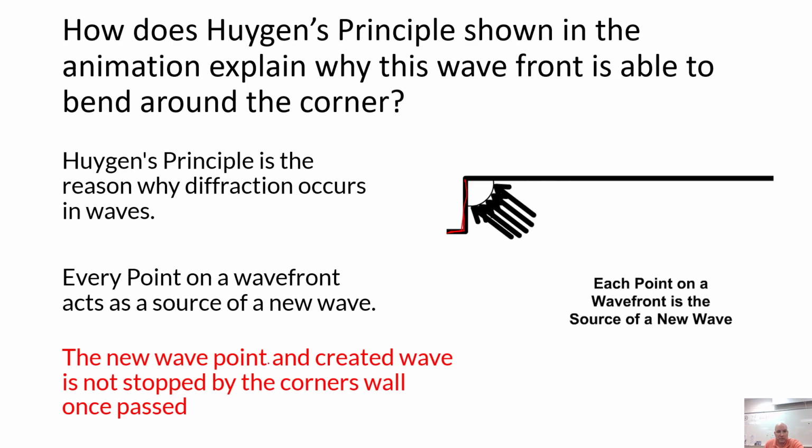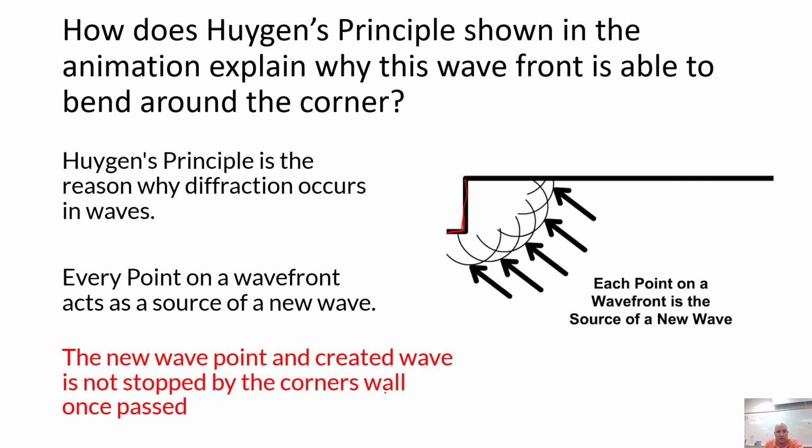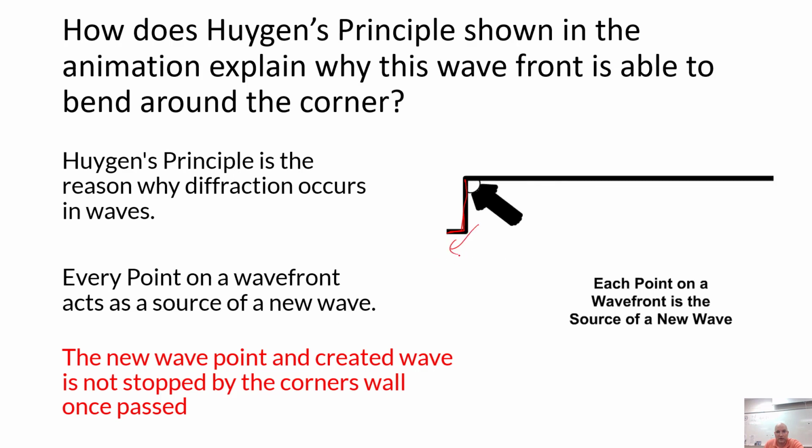So the new wave point and created wave is not stopped by the corners once the wall is passed, and that's why it will bend around it.